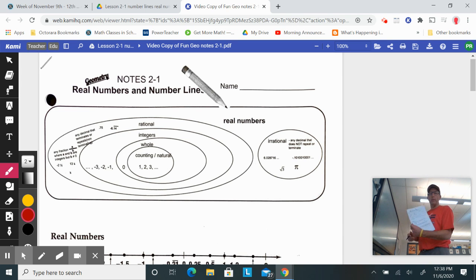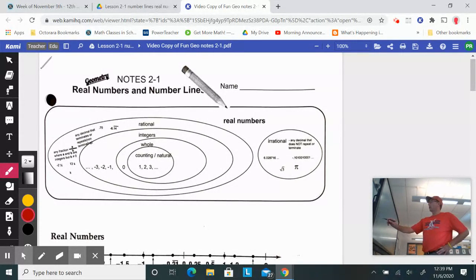All right, in this video, we're going to be looking at notes for lesson 2-1. We're going to be talking about types of numbers you'll find on the number line. We're also going to talk about the distance postulate and ruler postulate about distances between 2 points on a number line. So let's go.